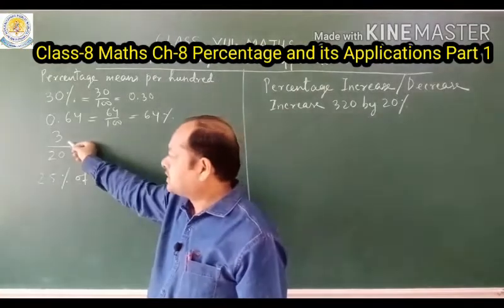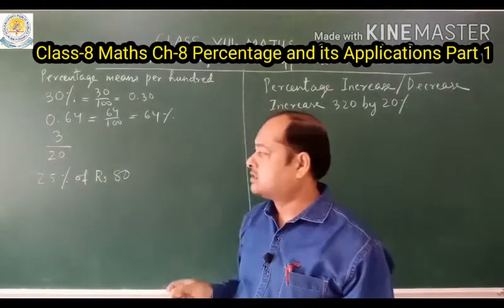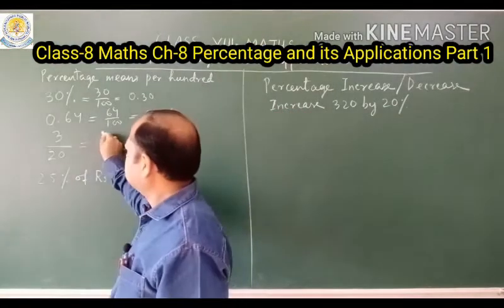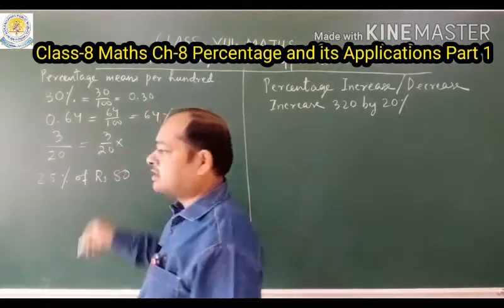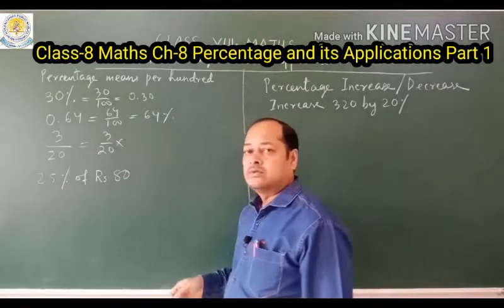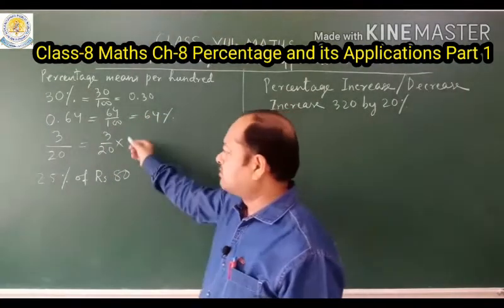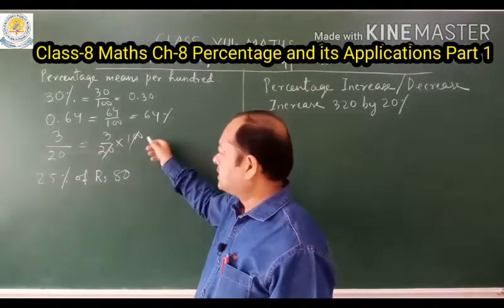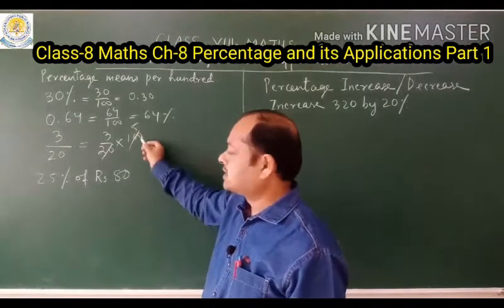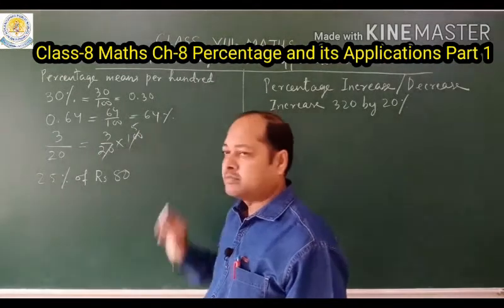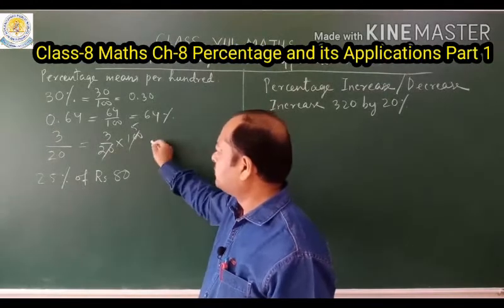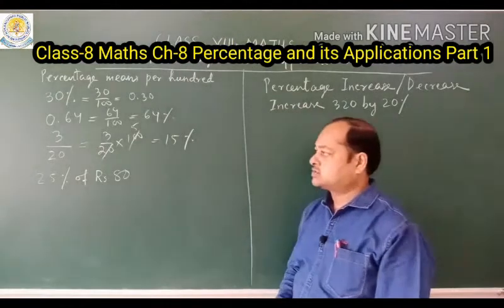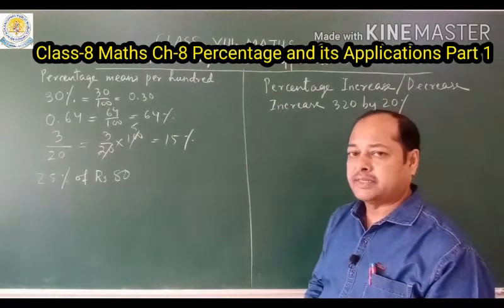Look here, 3 upon 20 is a fraction. How to write it in percentage? Let's see. 3 upon 20 can be converted into percentage as 3 upon 20 into 100. So here 20 goes into 100 five times, because 100 is divisible by 20 and 5 both. So 3 into 5 is 15. So we got 15%. So 3 upon 20 is equal to 15%.